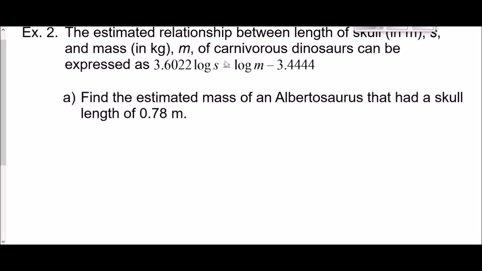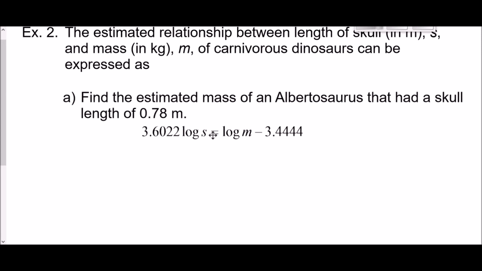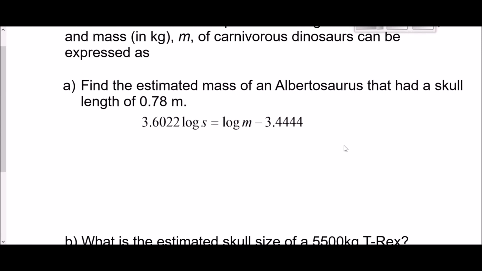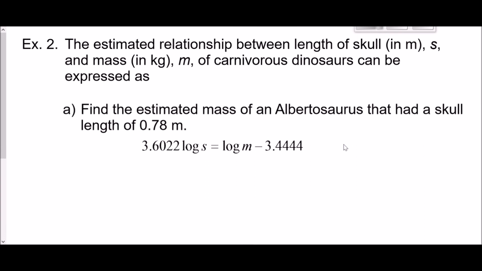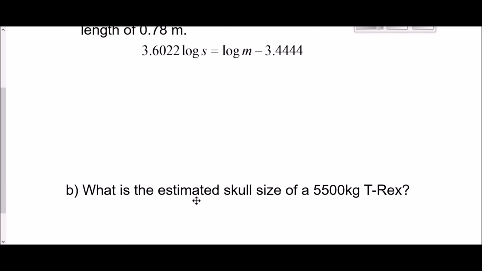All right, so for part A, find the estimated mass of an Albertosaurus that had a skull length of 0.78 meters. So I'm too lazy to copy down the equation again. So here we go. We already know that S is 0.78. So let's plug that in here.